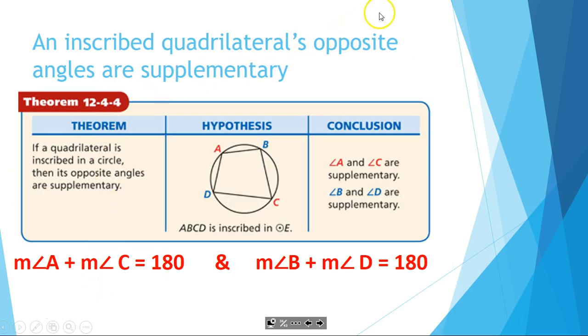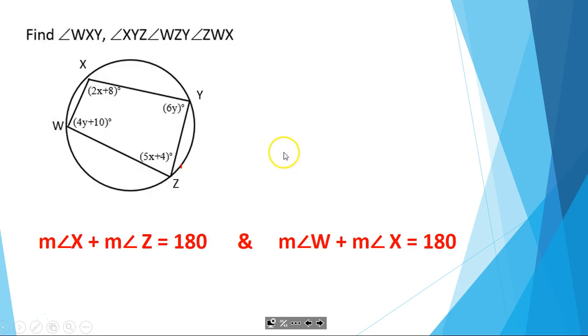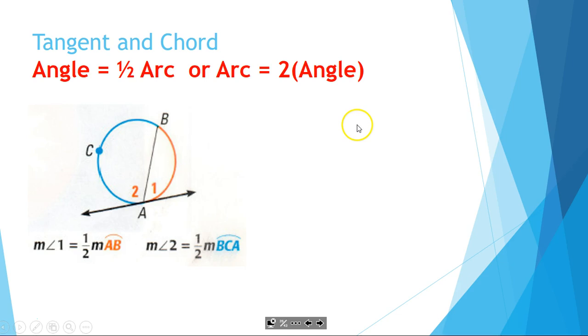The next one: an inscribed quadrilateral's opposite angles are supplementary. So A plus C has to equal 180 and B plus D has to equal 180. If you recall on our test that we took on this unit, we added X plus Z, and that has to be set equal to 180. And then we added Y plus W plus Y, and that had to be equal to 180. This is a problem directly from a test that we took in the past.